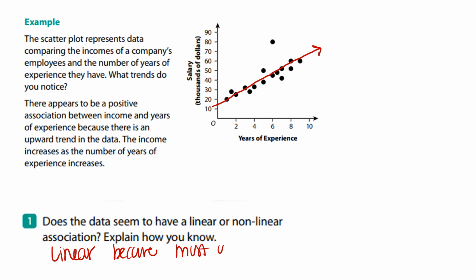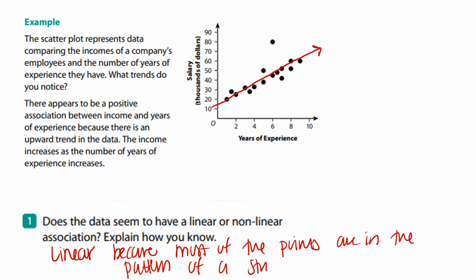because most of the points are in the pattern of a straight line. And we know that linear means straight line.